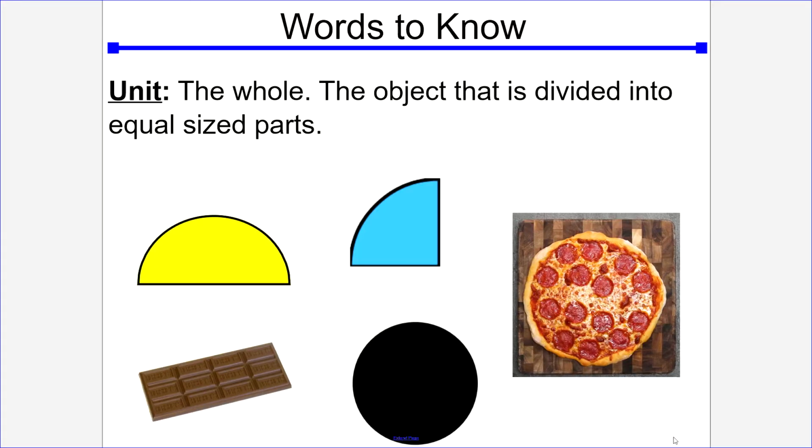You also know that a unit is the whole. It's the object that is divided into equal-sized parts. You've learned that your unit can change, and your unit can be many different objects. Your unit, when we're using our fraction kit, could be the black circle, but it could also be any of the other parts, like the yellow or the blue. Our unit can also be things in our real life, like a pizza that you're sharing between different people, or a chocolate bar.